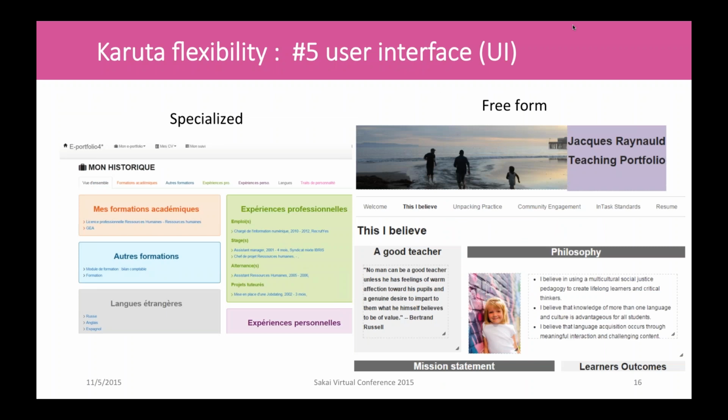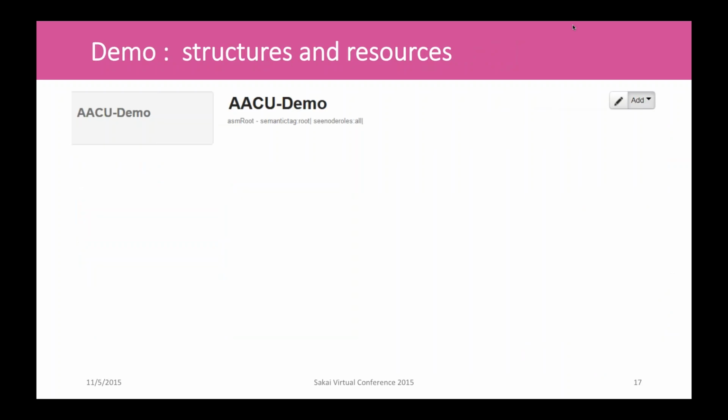1.2 has been specialized at Grenoble with different CSS code and also allows free-form positioning of content by students. I'll show a little bit more about this in a minute. So let's look at how the structures and resources interact in Karuta.